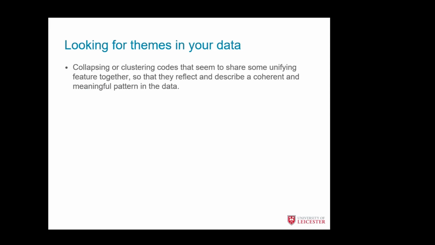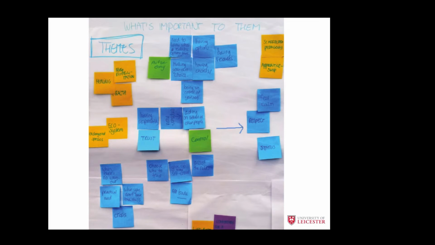So yeah, what we want to do at this stage is collapse or cluster our codes together. So you have a set of codes that seem to reflect something that's coherent, a meaningful pattern in your data. One way you can approach doing that, again, quite an old school way, is to use post-it notes on a piece of flip chart paper. So in this example on the slide, the researcher has written some of their codes on blue post-it notes, and they've stuck them on a bit of paper and moved them around to look at how they seem to group together.